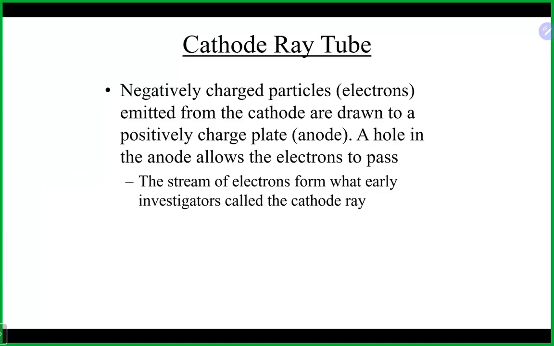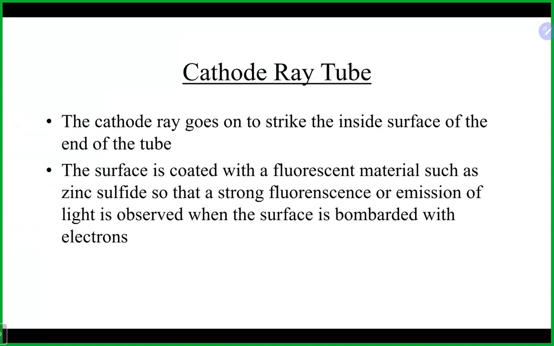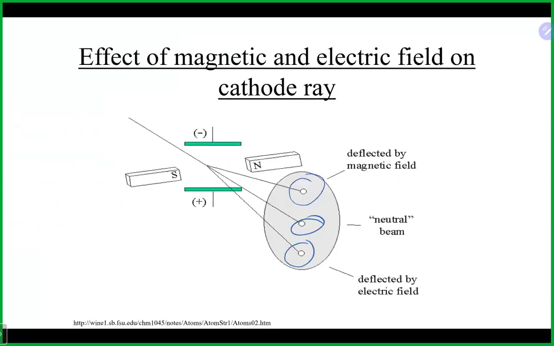But basically, again, as I mentioned, with these plates and electrical field, those negatively charged electrons are going to move away from the negative side to the positive side, and will hit that positive side. And like I said, you can observe where it hits by putting some type of fluorescent material that will fluoresce when it does that.